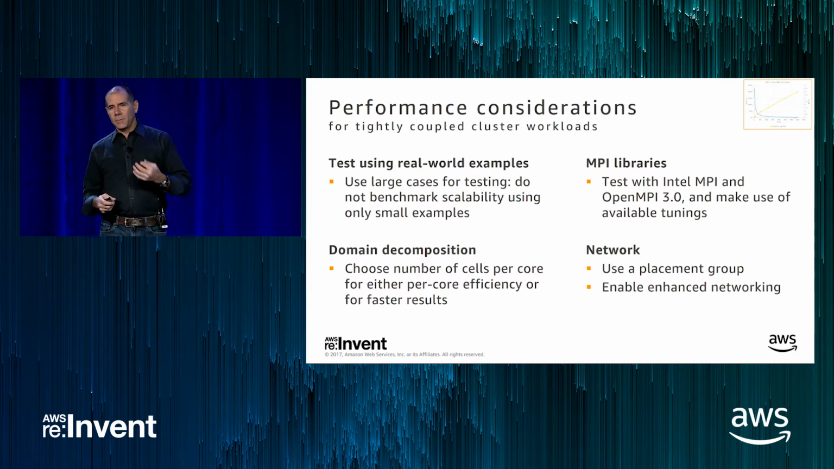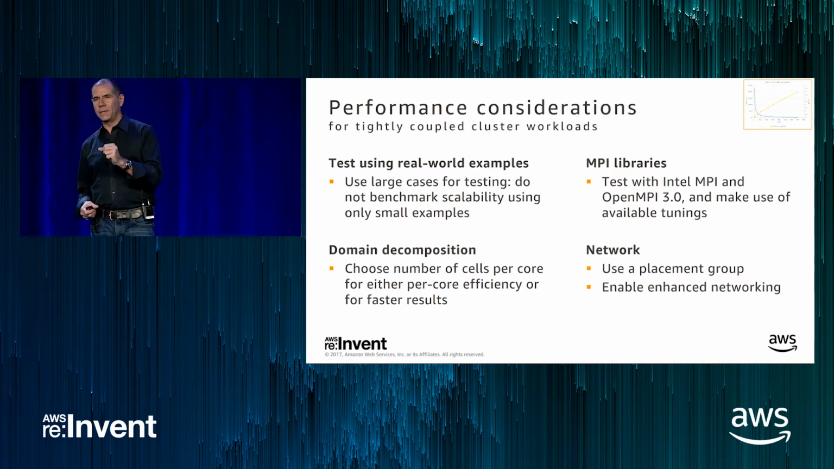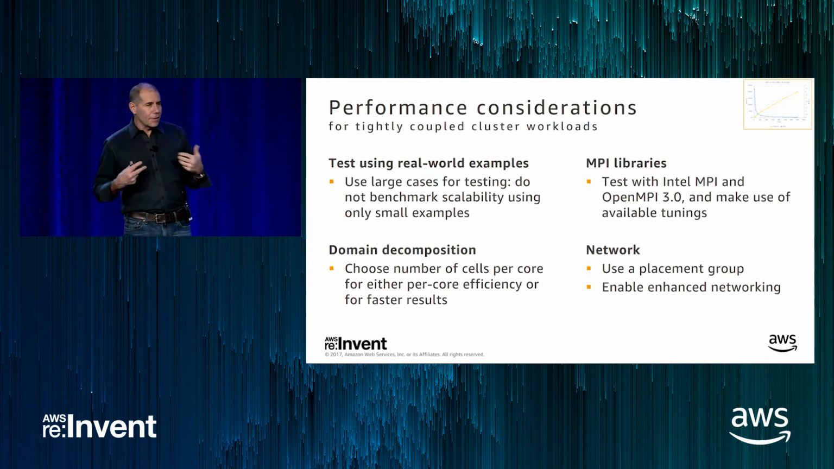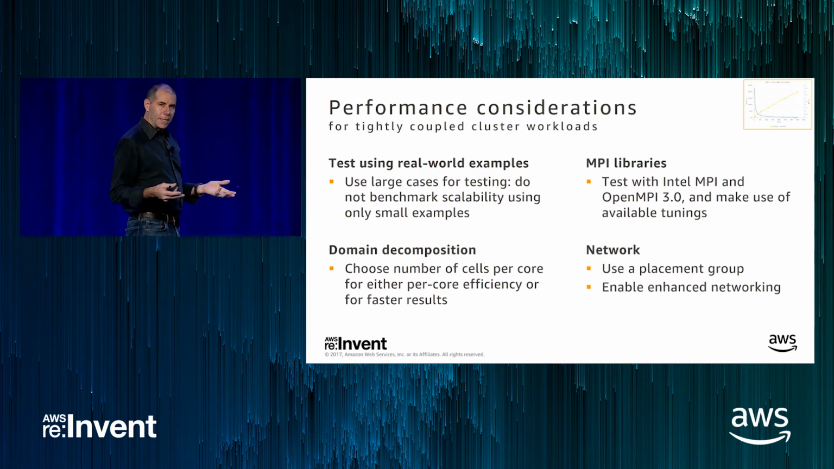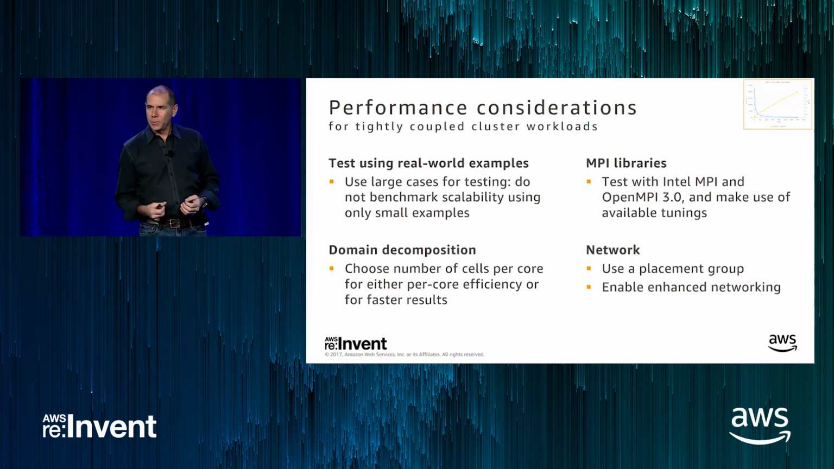benchmarking and performance tuning should really be done with your actual applications with your real-world examples, right? There are lots of small micro benchmarks out there, but those really only test the network. It's very important, for example, if you're running a fluid dynamics simulation or an impact simulation, to start with a big model, a large mesh. Spread that across CPU cores. Get a good ratio of cells in your mesh to CPU cores.